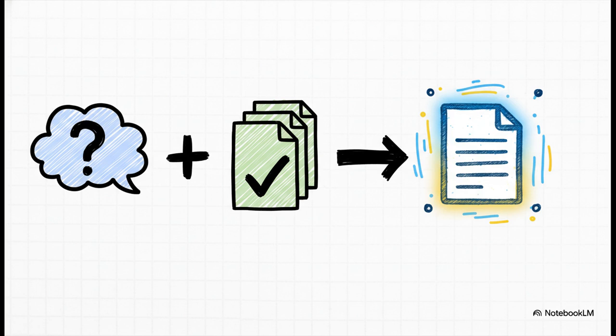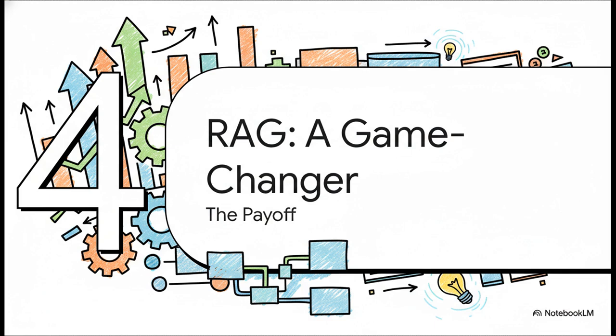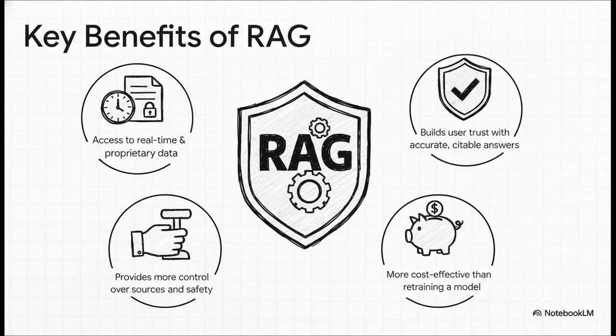It's brilliant. So, we've laid out the problem, we've seen how RAG works. Now let's talk about the payoff. Why is this such a game-changing technology for anybody who's trying to build something useful with AI? Well, the benefits are just huge. First off, it completely solves the knowledge cutoff problem by giving the AI access to real-time and private data.